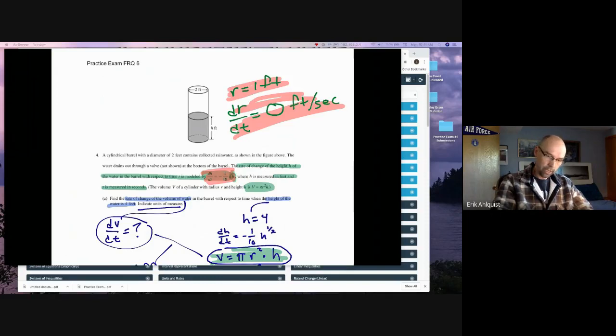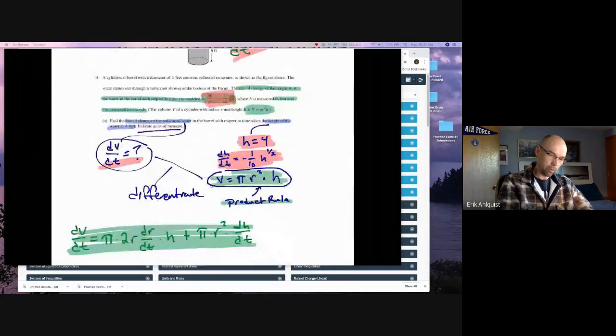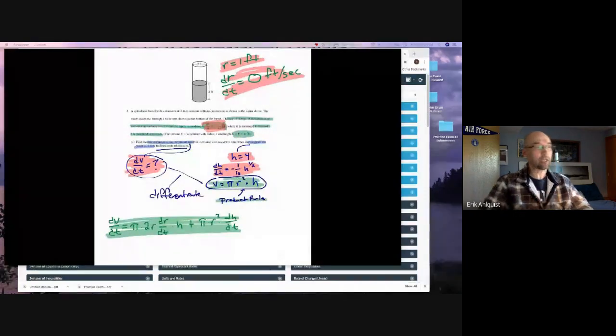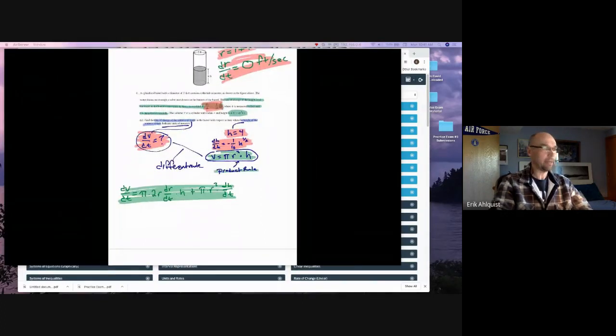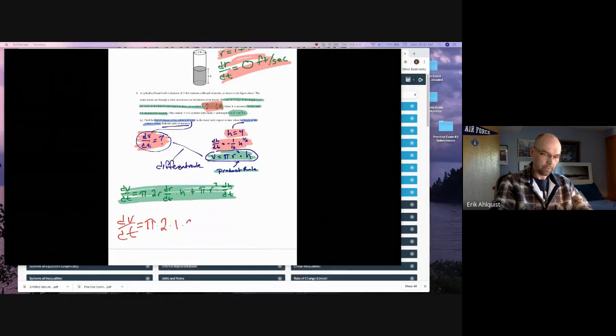We know that h is equal to 4. If I highlight this piece again, that's there. And we know that this is what we're supposed to find. With all those red highlighted things, we can put everything into this equation and leave it alone. We don't have to do any simplification on it. We can just jump right to an answer. We can say dV/dt is equal to pi times 2 times 1 times 0 times 4.